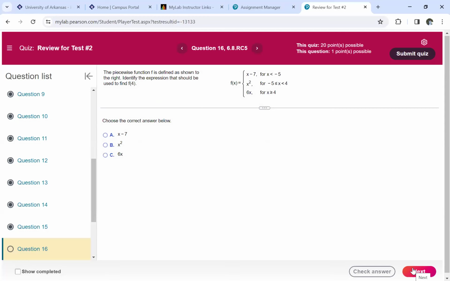All right, so we won't need to. So y'all look here. Piecewise function on the right side. f of x equals x minus 7 for any x's less than -5. You're going to use x squared for any x's that are greater than or equal to -5 but less than 4. Or you're going to use 6x for any x's that are equal to or greater than 4. So my question is, A, B, or C, which equation would I use to find f of 4?